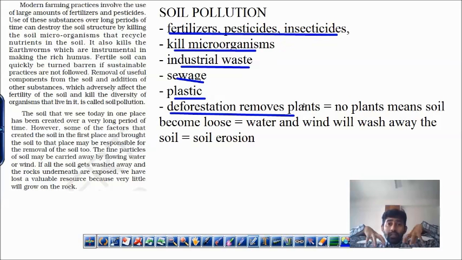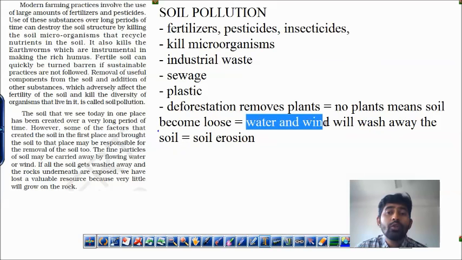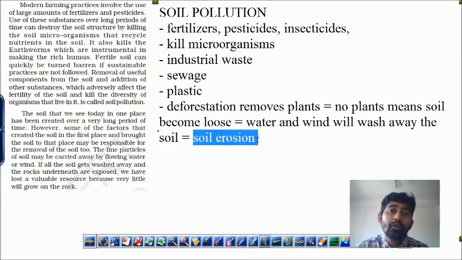The roots have another job of holding the soil in its place. If there is deforestation, means no plants, and no plants means the soil will become loose, and when soil becomes loose तो सबसे ज़्यादा मज़ा पड़ता है water and wind को. Wind and water will take all the soil with itself and God knows where it will dump, but जहाँ पे forest है वहाँ का soil चला जाएगा, and that in simple terms is called soil erosion, soil going away.